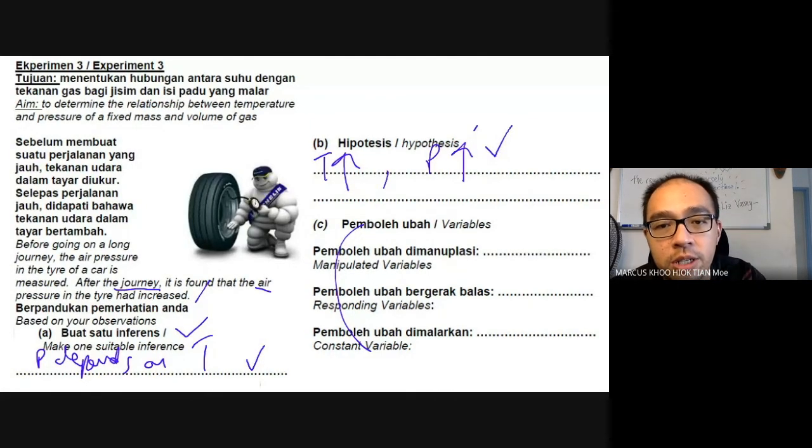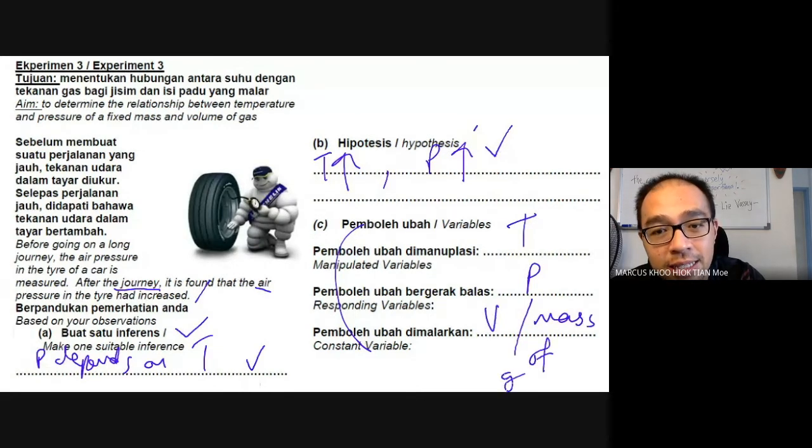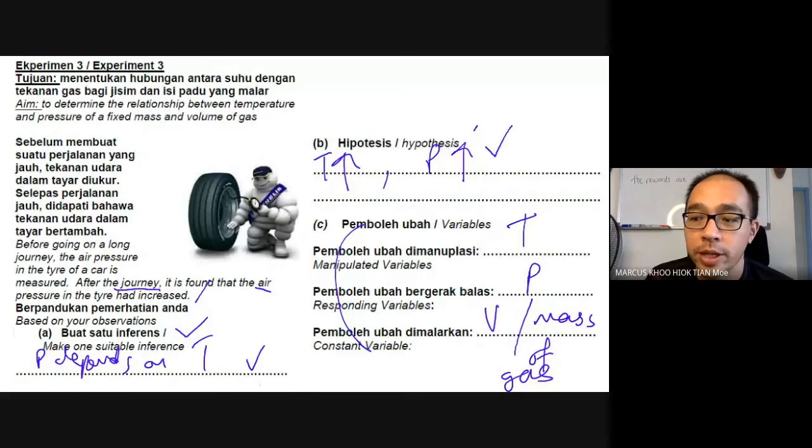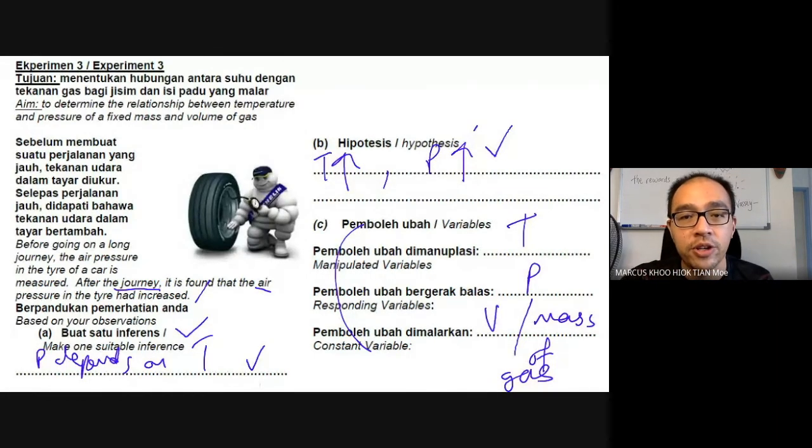All right, Vivian, are you there with our variables? Good. Temperature, pressure and volume of gas. But besides the volume, we can also talk about the mass of gas. Very good. Although I didn't hear Leong and Vivian's voice, I was so hoping to hear their voice.